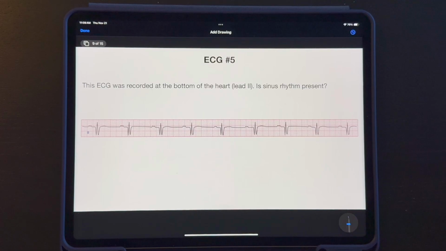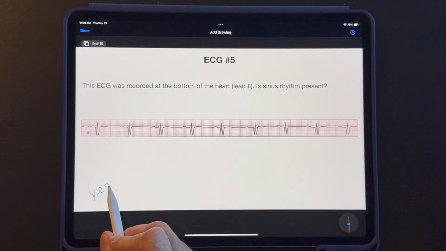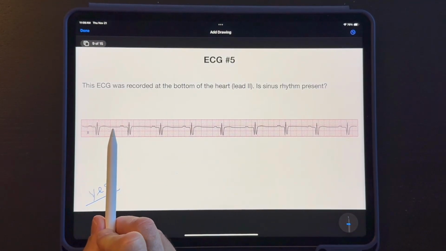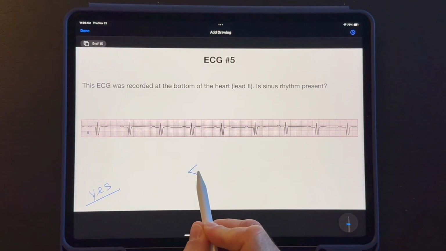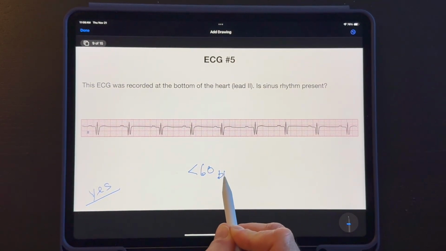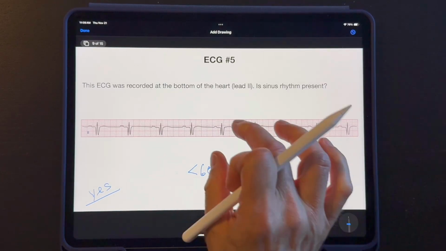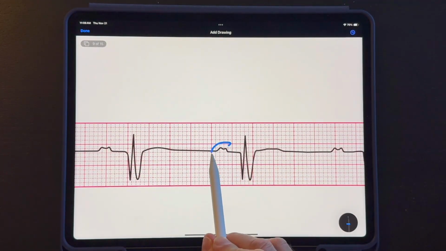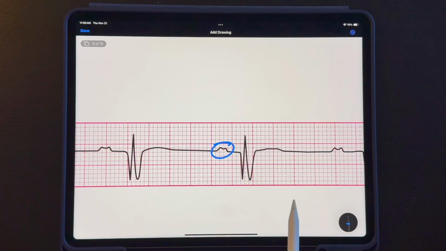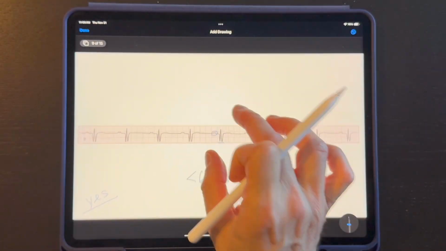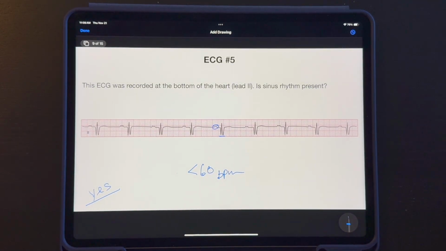ECG number 5 was recorded at the bottom of the heart, lead 2. Is sinus rhythm present? Yes, sinus rhythm is present because the P waves are positive or upright. Note that the heart rate is less than 60, and this is sinus bradycardia. As a sideline, note the notching of the P waves that suggests abnormal conduction within the atria. The QRS complexes are wide, suggesting abnormal intraventricular conduction. This ECG exemplifies the concept that sinus rhythm can be present in an abnormal electrocardiogram.